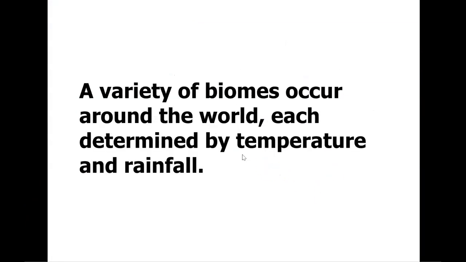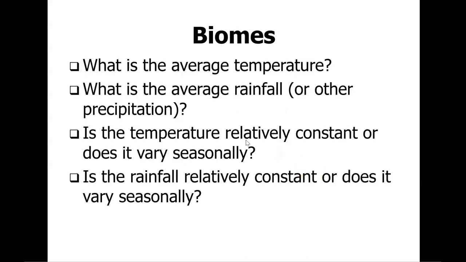So a variety of biomes are going to occur around the world, and each is going to be determined by temperature and rainfall. So in order to determine the biome, you need to know what the average temperature of that area is. You need to know what its average rainfall or other precipitation it might have, such as snow. You need to know, is the temperature relatively constant or does it vary seasonally? And is the rainfall relatively constant or does that also vary seasonally?